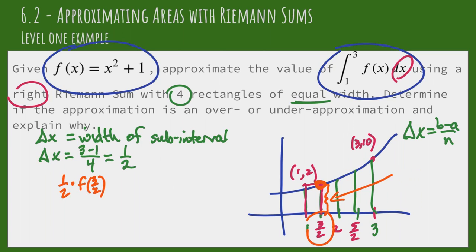Now, normally I would write the actual value of f of 3 halves here, but for the purpose of just following the work in this first example, I'm going to leave it as f of 3 halves to start with. Okay, so that's the first rectangle.